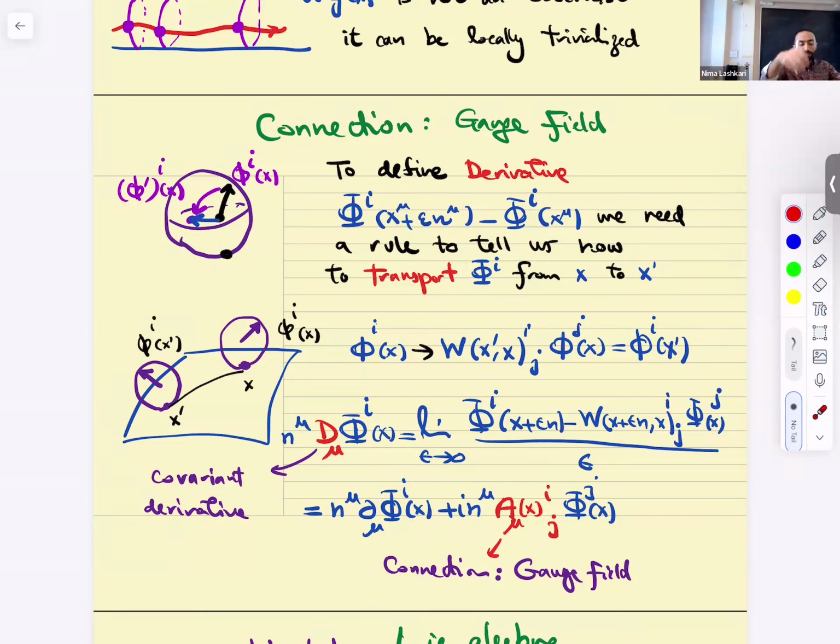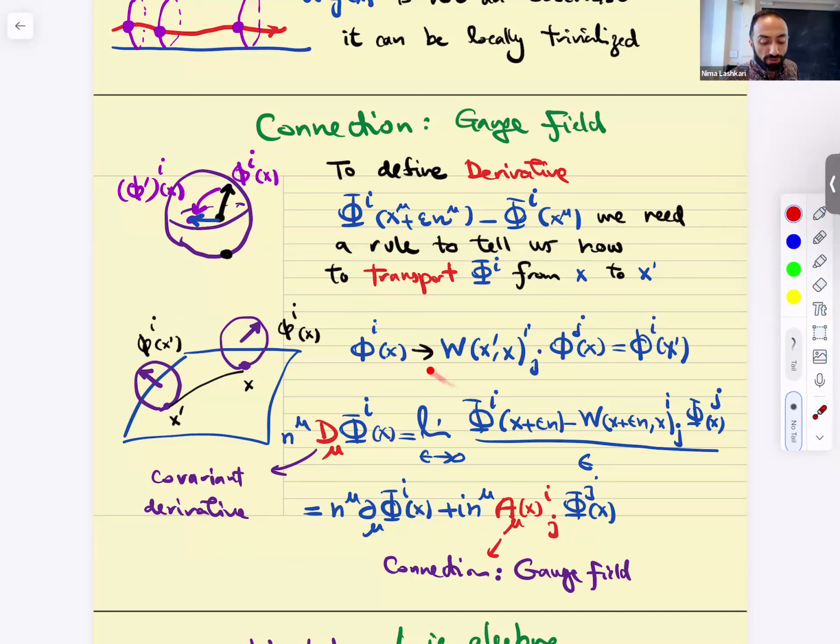But here's a point. At these two different points, I have two different spheres, and I have to decide which point goes to which. I have to identify these to be able to subtract them, right? And there are many choices of identification. Every choice of identification we give a name. I have to transport the field phi_i from here to here, so that I can compare them and subtract them to define the derivative. This is an absolute must. Otherwise, I cannot define derivatives.